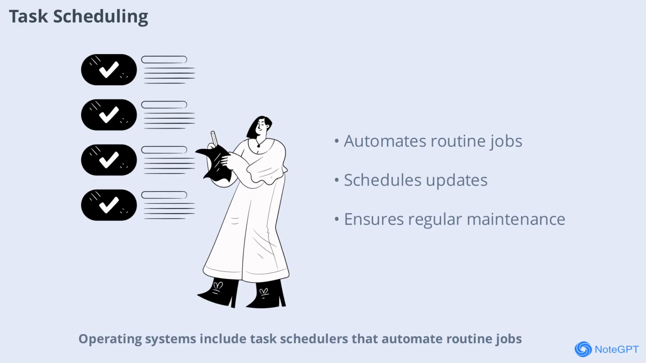Operating systems include task schedulers that automate routine jobs like running updates or scanning for viruses. The OS can start tasks at specific times or when certain conditions are met. This automation saves time and ensures important maintenance tasks are performed regularly, keeping your device running smoothly.